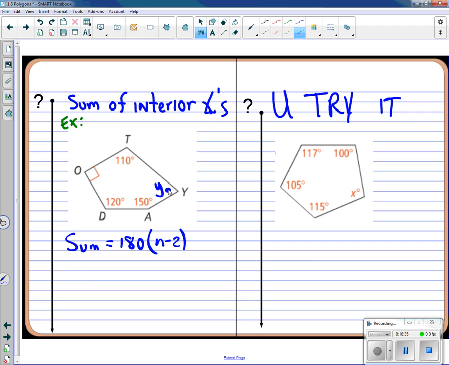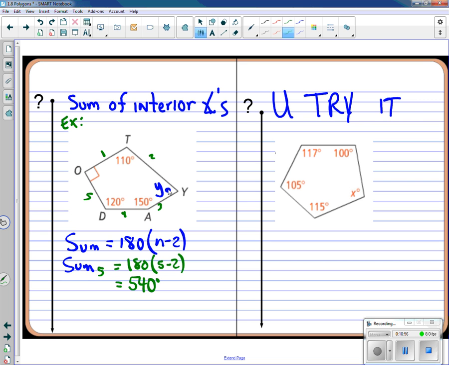So the sum, and this is how many sides? Let's count it: 1, 2, 3, 4, 5. So the sum of a five-sided figure is 180 times 5 minus 2, which is 3 times 180, which is 540 degrees. Now we're going to do this often. I hope that you follow me.